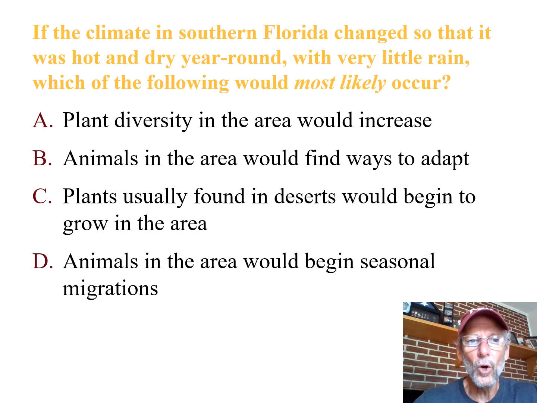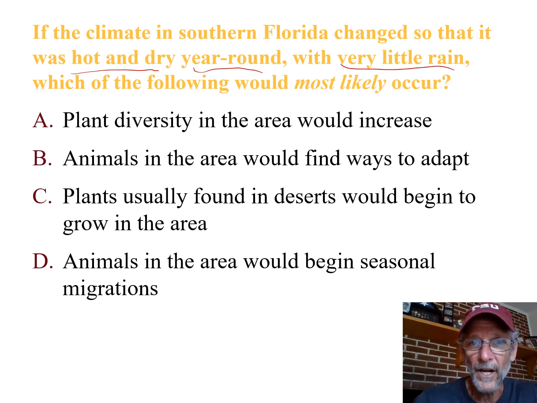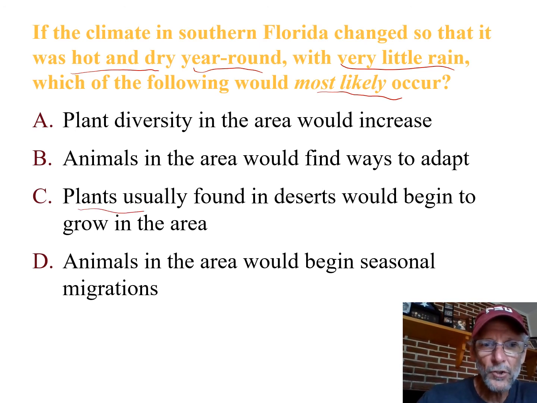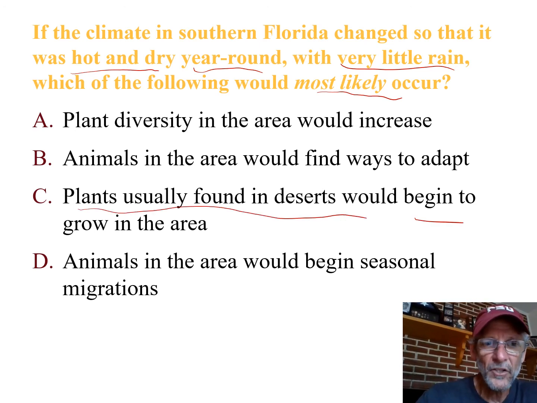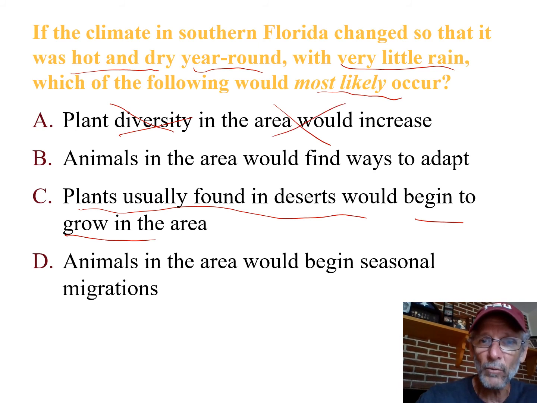Okay, so climate in southern Florida changed so that it's hot and dry year round, very little rain. This sounds like a desert, right? Which of the following would most likely occur? Plants usually found in deserts would begin to grow in the area. Well, first they got to get there, but it sounds reasonable that that might happen, right? These extreme environments would not likely increase the plant diversity in the area. It would decrease it, so that's an easy one to go out.